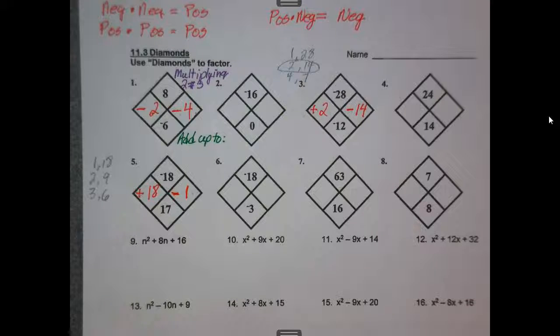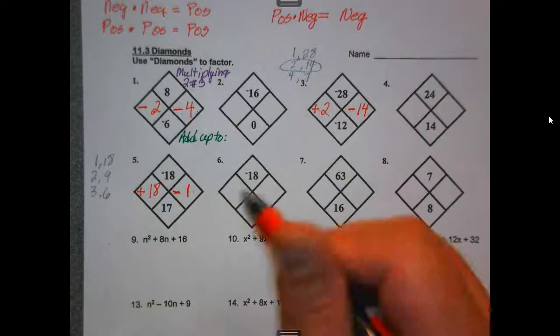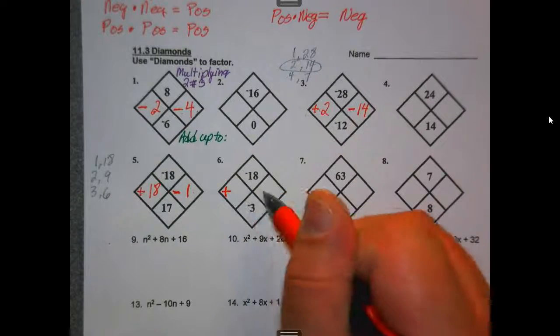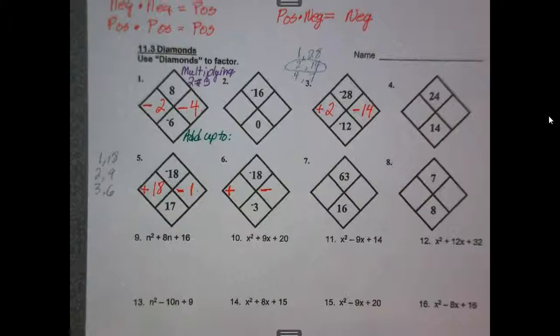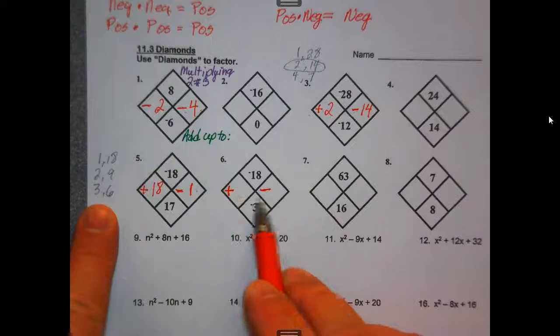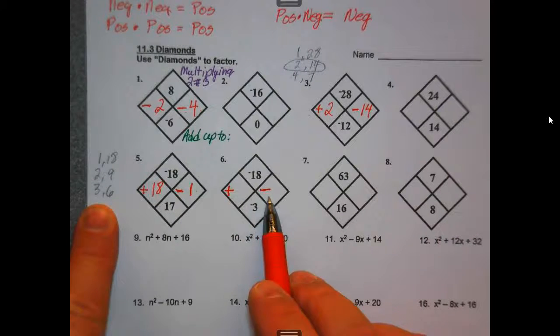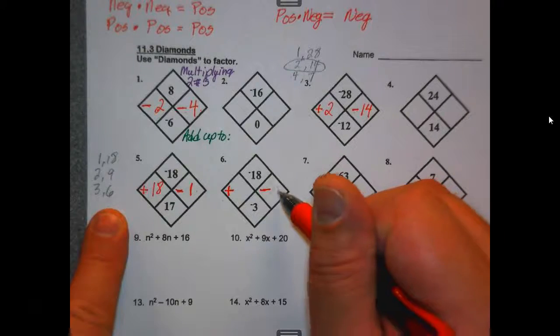How about number 6? Again, we have 18, negative 18. So what are my numbers? Positive and negative. Okay. Let's see. Here's 18 factors over here. We're subtracting them. 3 and 6. Good. And the 6 has to be negative.